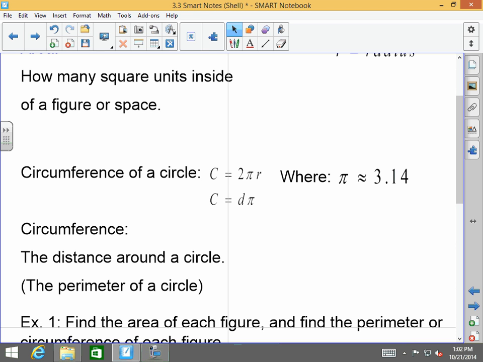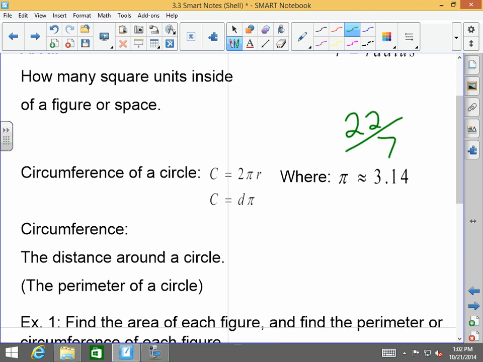That is an approximation, guys. Pi is an irrational number. There is no end to it. Sometimes you'll see in some books, they'll use the approximation 22 over 7. But 22 over 7 will also equal approximately 3.14.